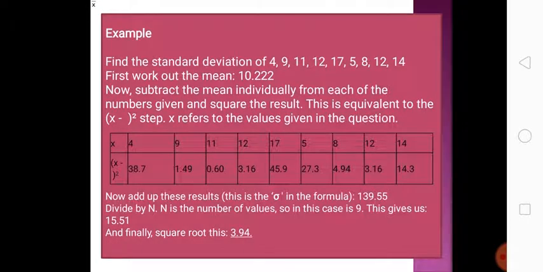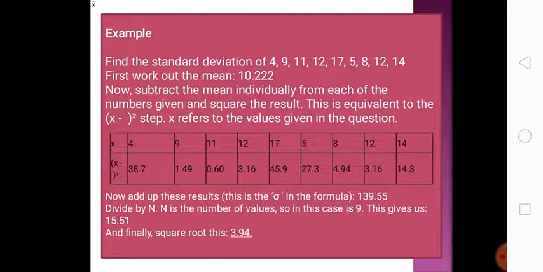For example, find the standard deviation of the given mathematical variables. First, work out the mean value. The mean value of these variables is 10.222. Now subtract the mean individually from each of the numbers, then square the results. After applying the formula of standard deviation, this is equivalent to the sum of (x minus x bar) squared, where x refers to the values given in the question. You can see this in the table. Now add up these results in the formula.